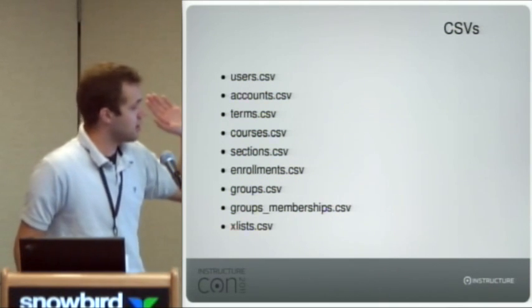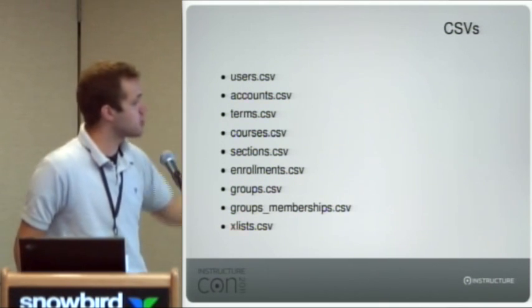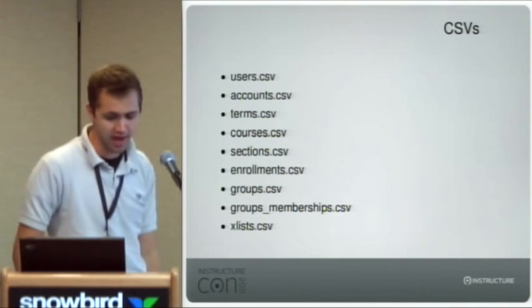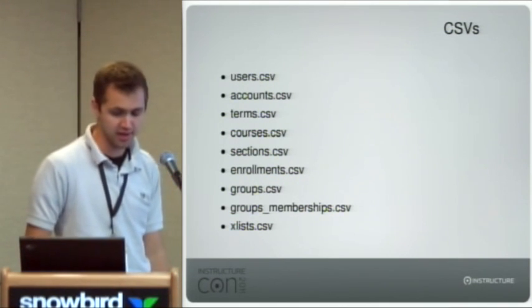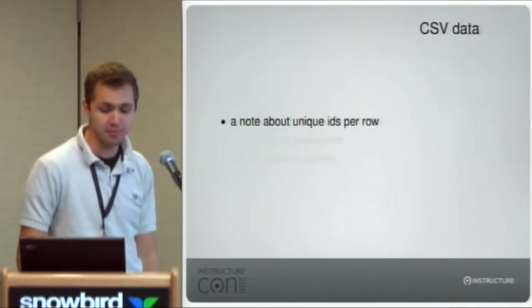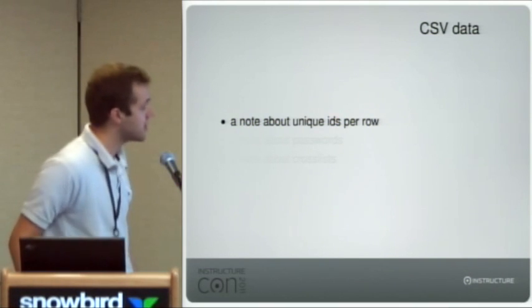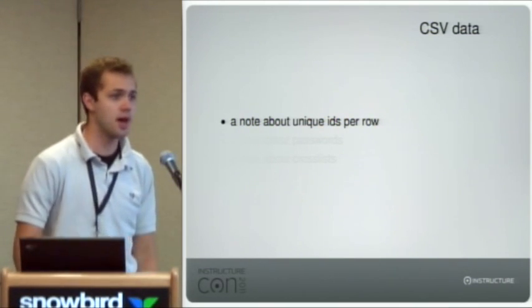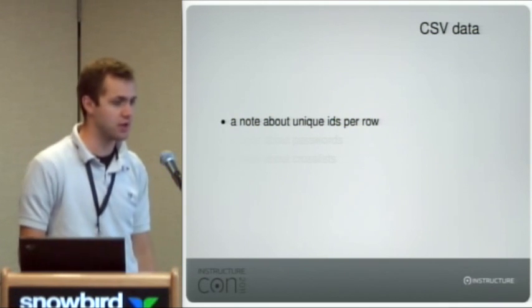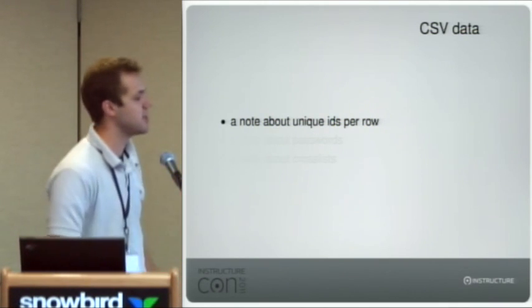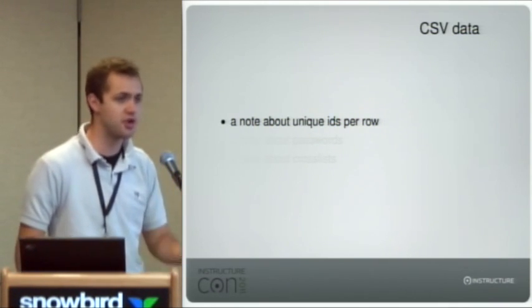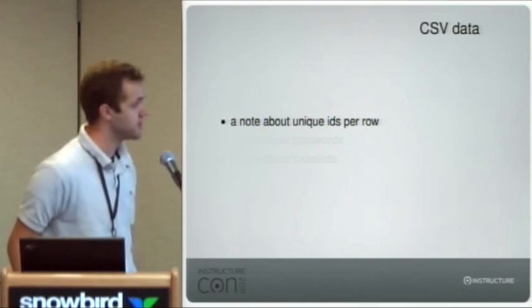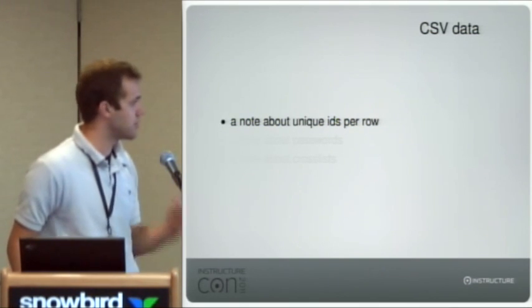The documentation for each one of these types is on our website, and I'll have links to that, how you can get that there. But just a couple of important notes. Each row in a CSV needs a unique ID, and usually your student information system has this for you, like a unique course ID or a user ID that uniquely determines that ID across your entire institution. So each CSV row needs one of those.